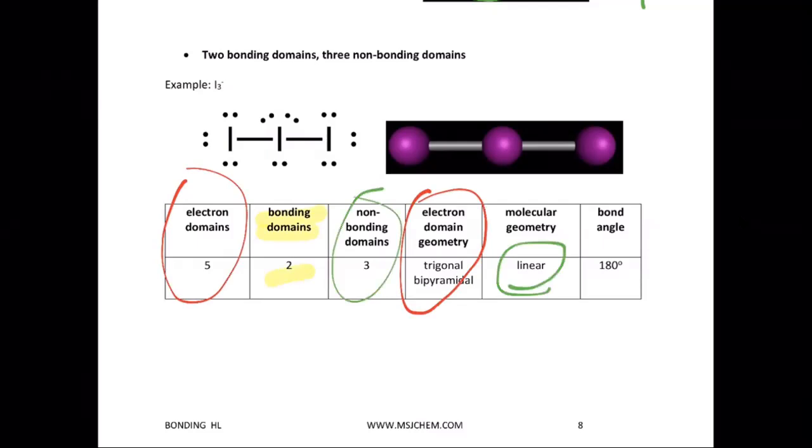And anytime you have linear, that's a straight line. So just remember, for linear geometry, the angle is always exactly 180 degrees, because that's the farthest they can get away from each other.